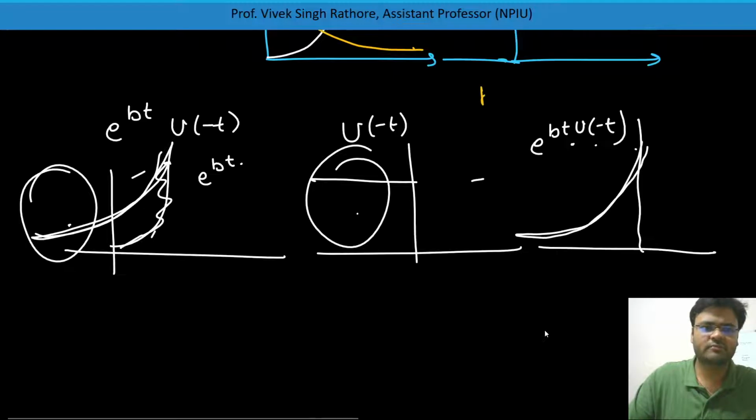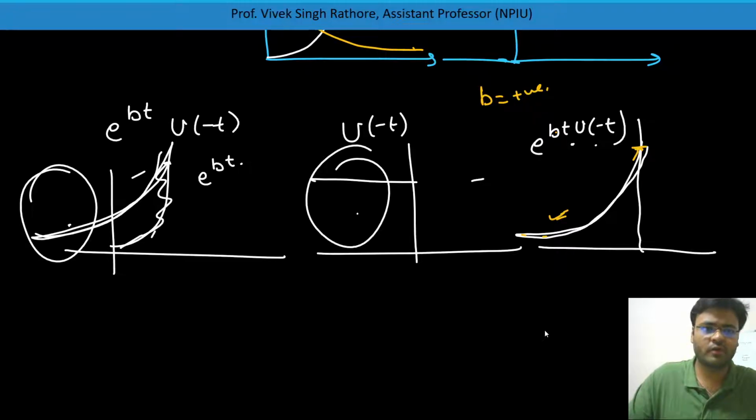See, if b is positive, what will happen? It will remain the same. E to the power bt u(-t) is like this graph only. So its value is actually from minus infinity, and it is closing here only, no? So it is integrable, no problem is there.